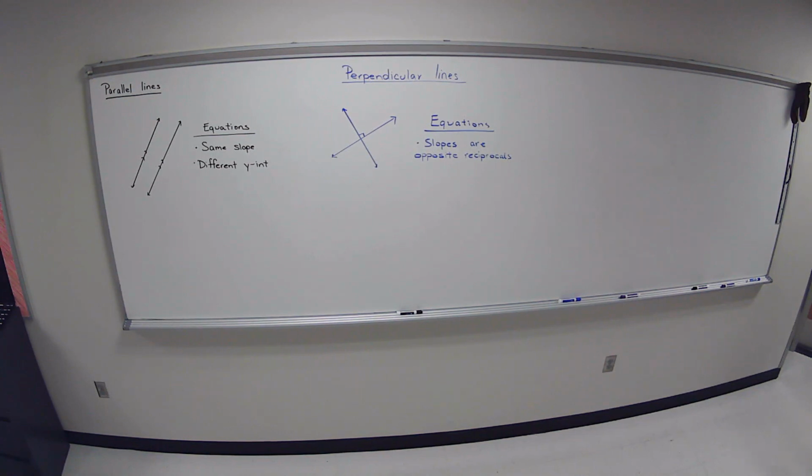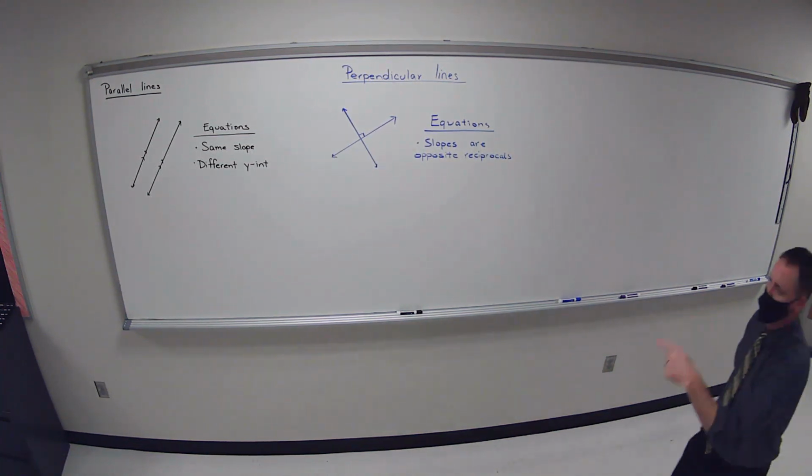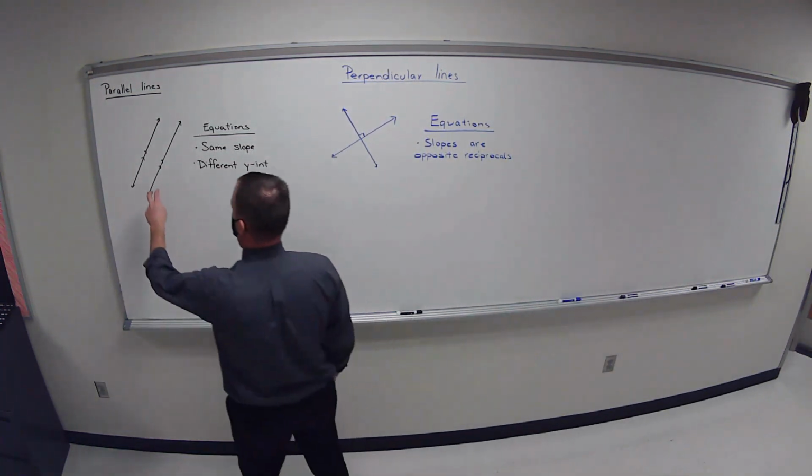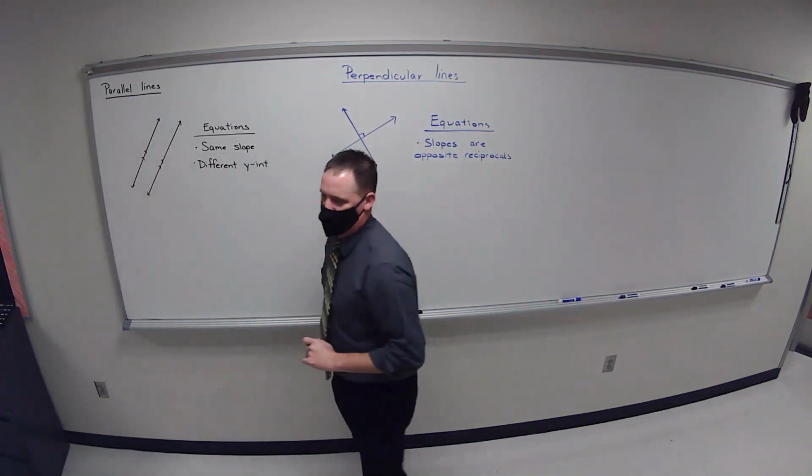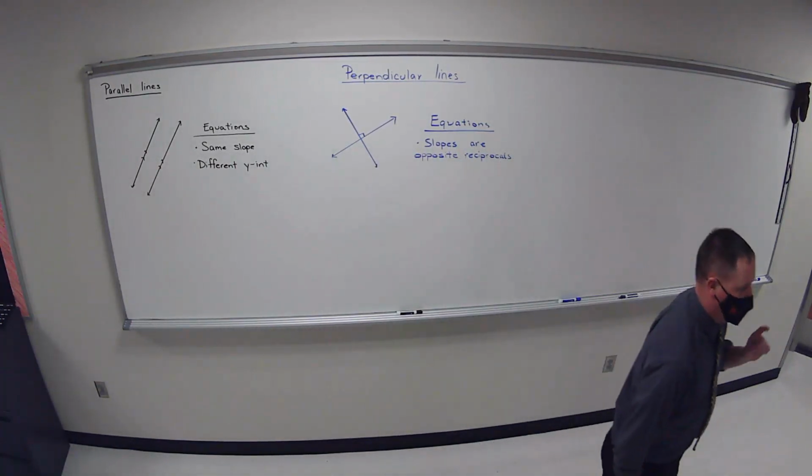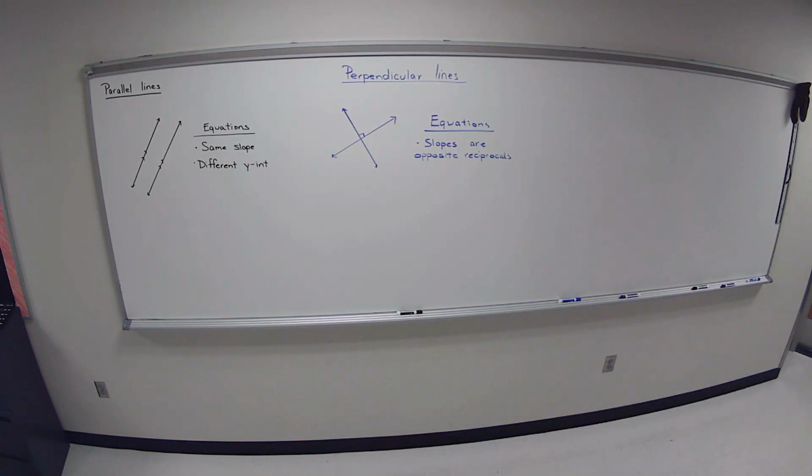If we know two lines are parallel, picture-wise, we know that those are two lines that do not intersect. This is the notation to show that they are parallel. If I tell you that two lines are parallel, what do we know about their equations? Number one, they have to have the same slope. And number two, they have to have a different y-intercept. Okay, all of that stuff needs to kind of go hand in hand.